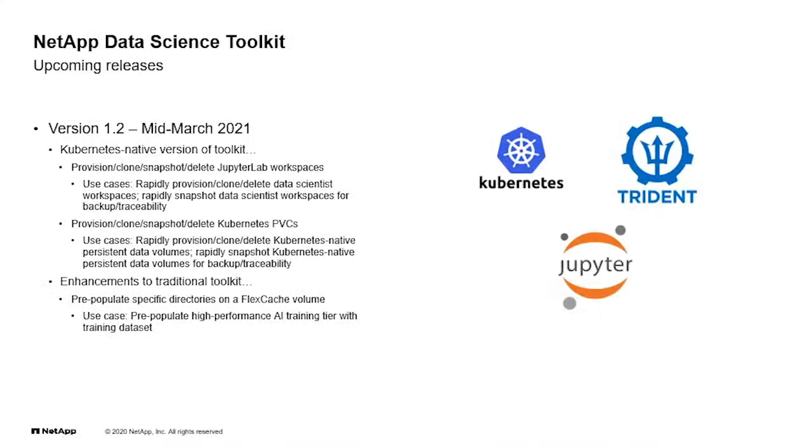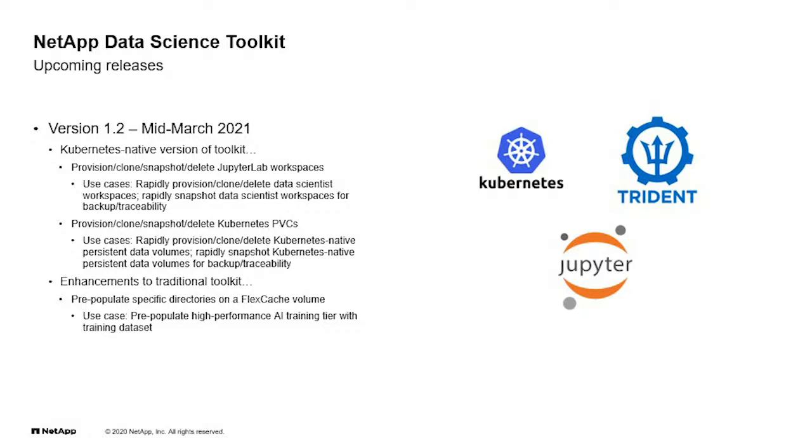The latest release of NetApp Data Science Toolkit version 1.2 in March is now Kubernetes native, meaning that you can provision, clone, snapshot, and delete Jupyter workspaces, or provision, clone, snapshot Kubernetes PVCs in a simple lines of code.